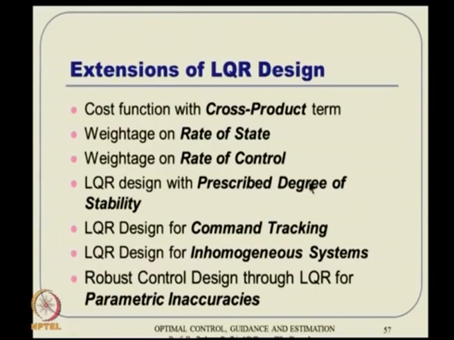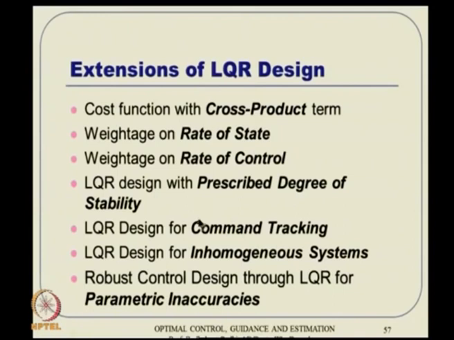This prescribed degree of stability tells that in the closed loop the eigenvalues should lie left of a certain vertical line, which is alpha away from the imaginary axis. It is possible to do by formulating the cost function in such a way that you multiply the term x transpose Q x plus u transpose R u with e to the power 2 alpha t, and then reformulate the problem. It is possible to show that all the eigenvalues of the closed loop system will remain to the left of a vertical line which is alpha away from the imaginary axis. So, that is the prescribed degree of stability.